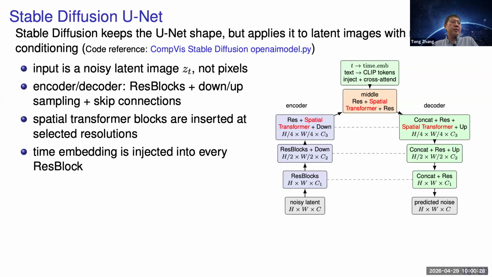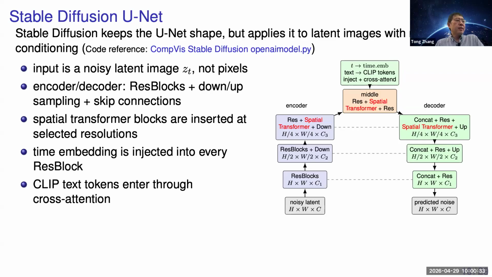Time embedding is injected into every ResBlock. So basically, this is text through cross attention. This is where the transformer comes in. And then again, this is how it works. You have an image, you have a time t, you have a text prompt, and it goes to noise. The noise is of the same shape as zt, the image. So this is essentially the high-level picture of the Stable Diffusion UNet.